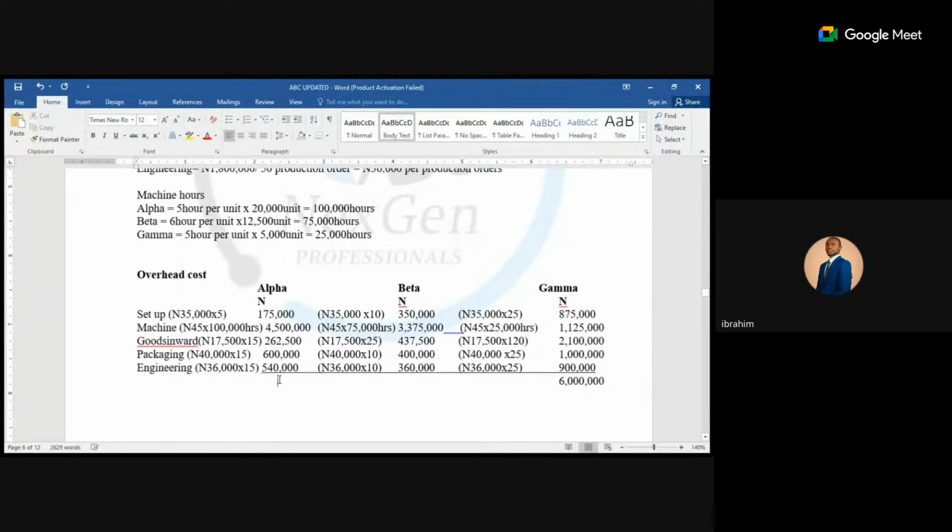Okay. Please, someone else should confirm. Yes, gamma is correct. 6 million. That's fine. Thank you. Beta is 4,922,500. Yes, confirm. Beta is also correct. Yes, please correct. It's correct.